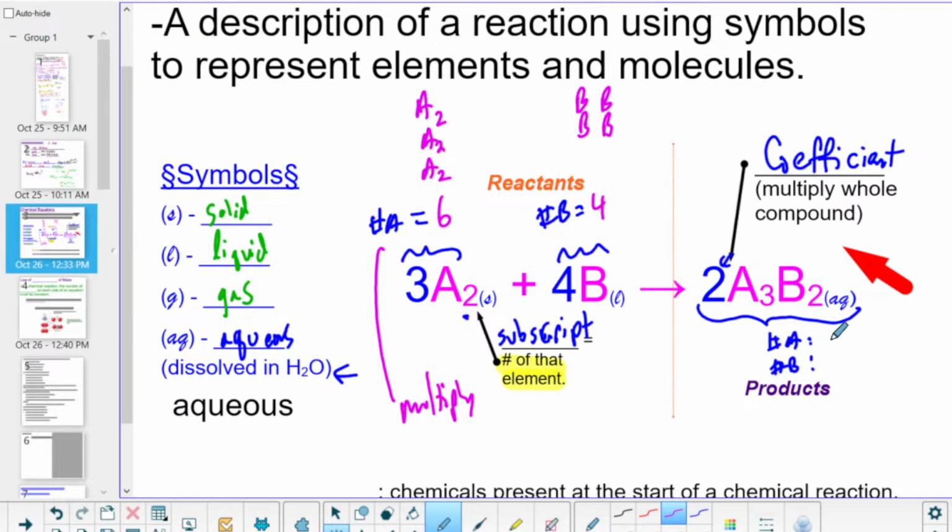Ben, number of A's in the products? 6. And the number of B's? Lisa? 4. So that 2 in front means you have A3B2 and then A3B2. So you can see there's 6 and 4. It multiplies the entire thing. So it multiplies across like it's in brackets. If you think about it in math terms, you can think about it like this, and it multiplies in.